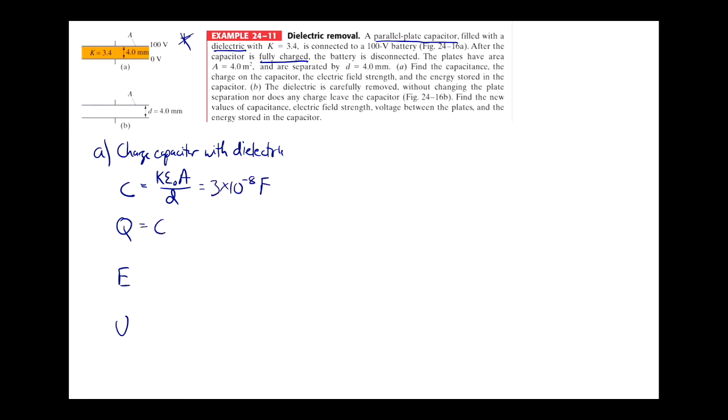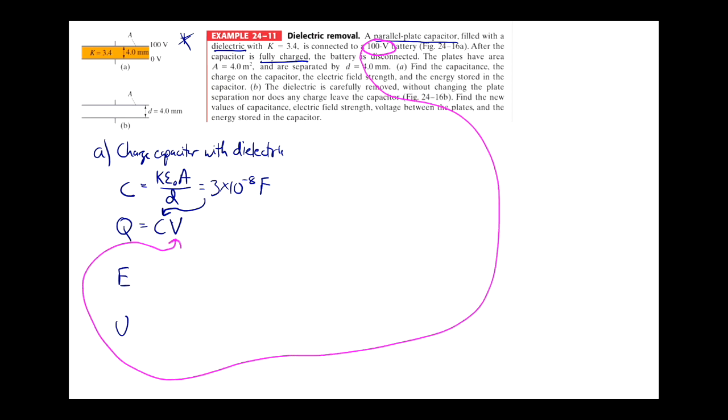Once we have that, we can find the charge that is on the plates of that capacitor. So we have C from just above, and they gave us V. Where is V? There's V. And we'll bring that down. You should get 3 times 10 to the minus 6 because you're just multiplying by 100. And that's charge in coulombs.